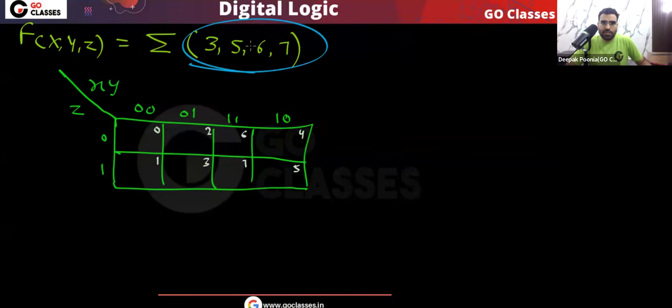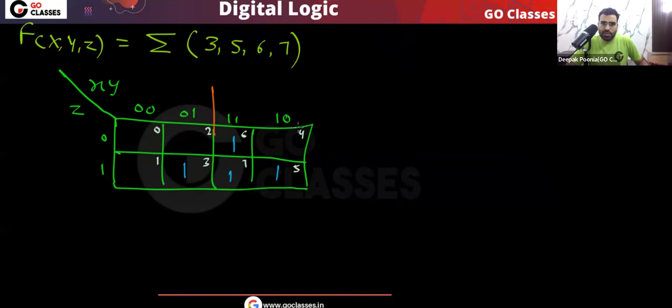You can see for these input combinations, 3, 5, 6, 7, the function value is 1. And in the remaining empty cells, the function value is 0. Okay, now let's label this K map with the areas.